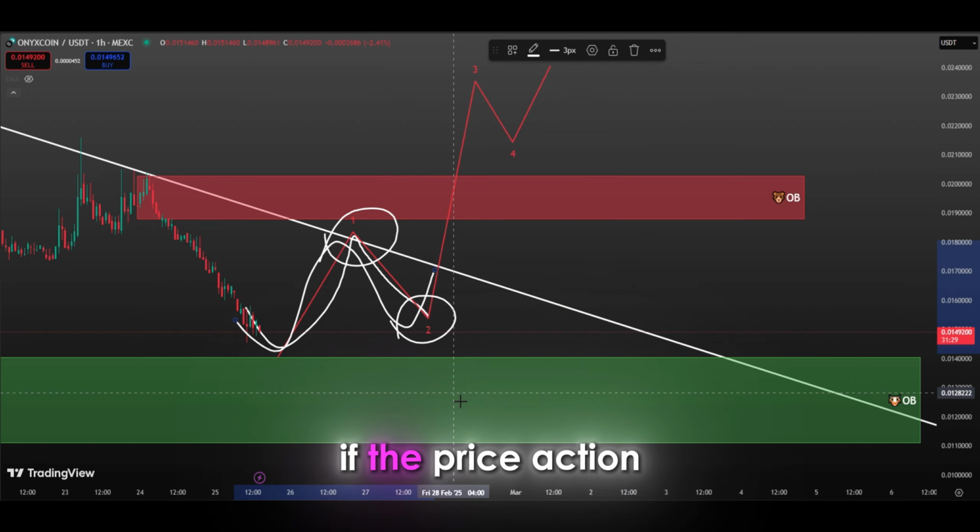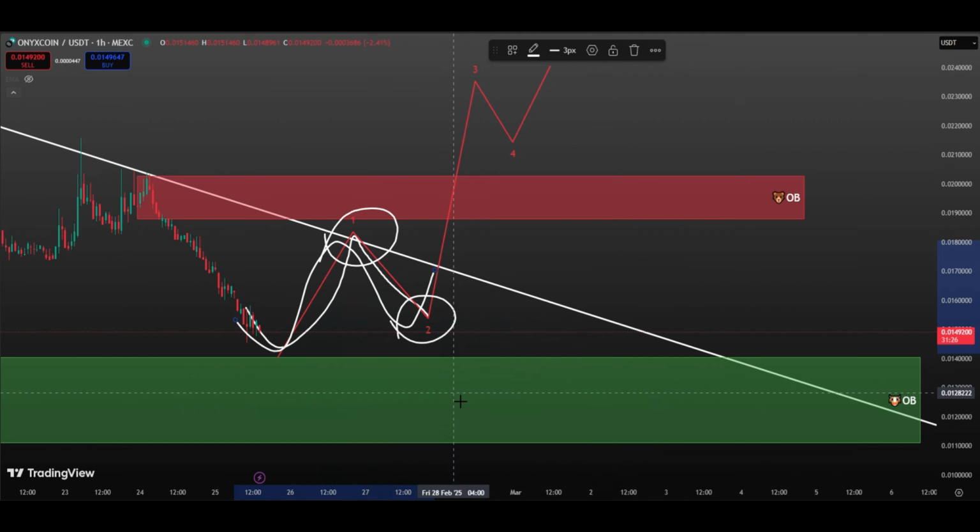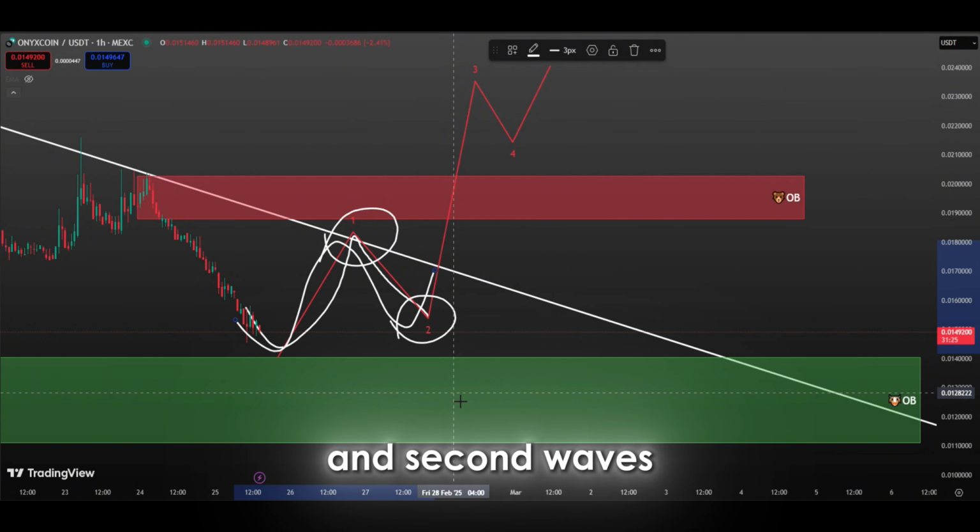If the price action makes a strong enough breakout for the first wave and then forms the second wave with a shallow correction, then a significant bullish scenario for the third wave can be discussed. We should wait for the first and second waves to form.